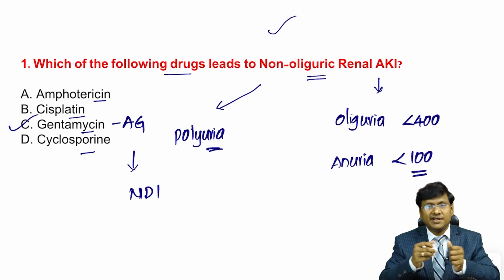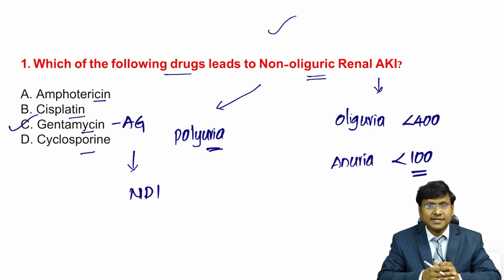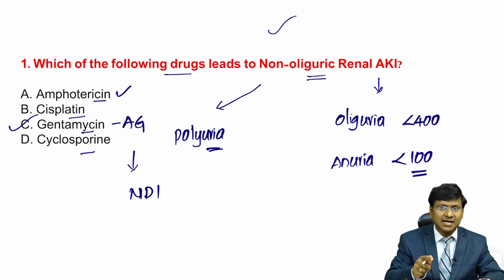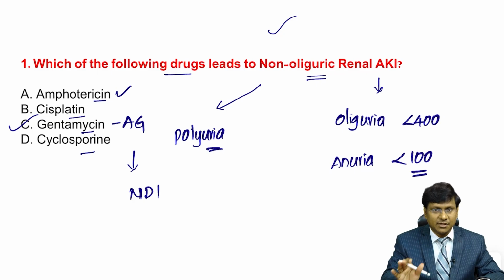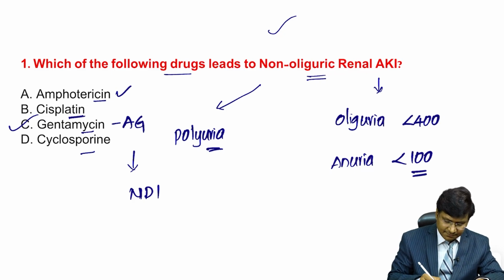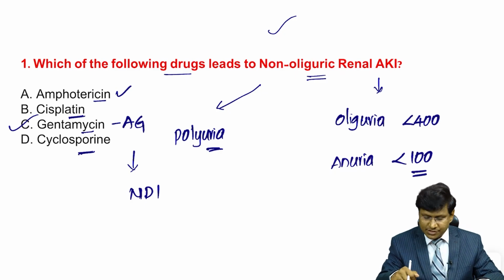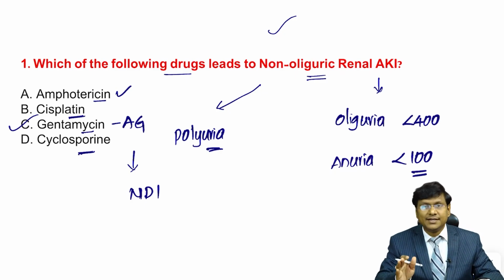So there is no water reabsorption at the level of the distal tubules, so the water is excreted out in the form of urine in excess quantity, where these individuals will have polyuria, all right? And amphotericin B is another important drug which can cause non-oliguric acute kidney injury, all right? Next, cisplatin as well as cyclosporin, which will cause acute tubular necrosis, where the individual will have oliguria followed by anuria.